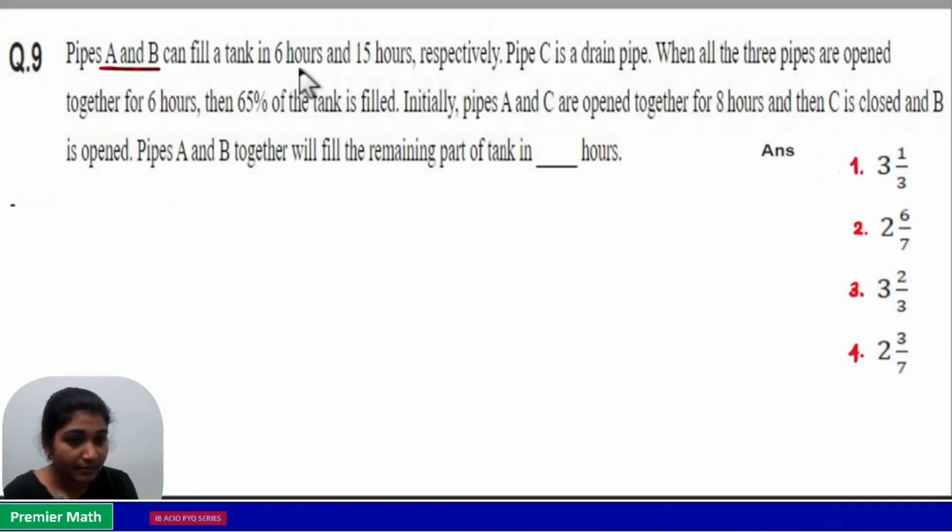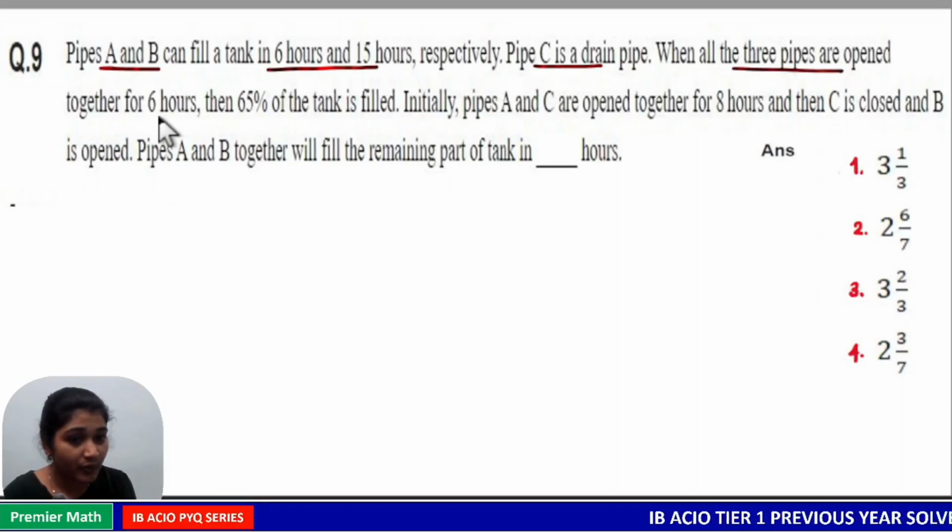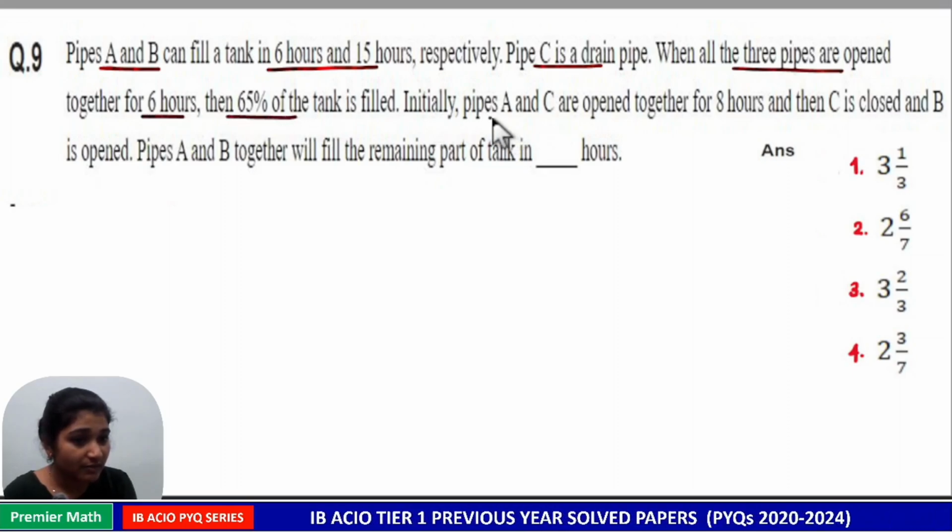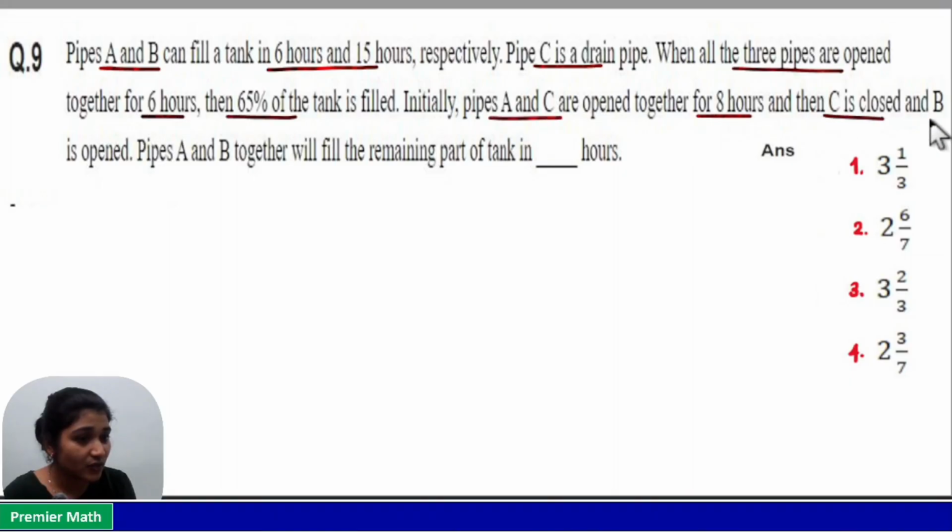Pipe A and B can fill a tank in 6 hours and 15 hours respectively. Pipe C is a drain pipe. When all the three pipes are open together for 6 hours, then 65% of tank is filled. Initially, pipe A and C are open together for 8 hours and then C is closed and B open. Pipe A and B together will fill the remaining part of tank in.